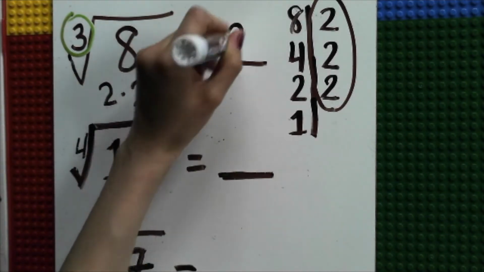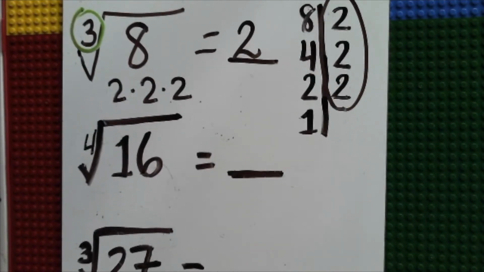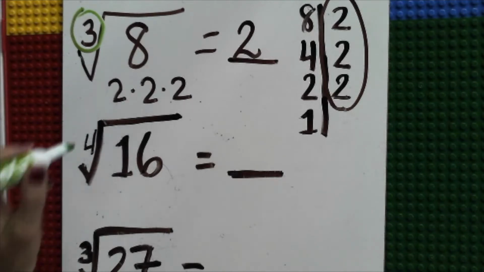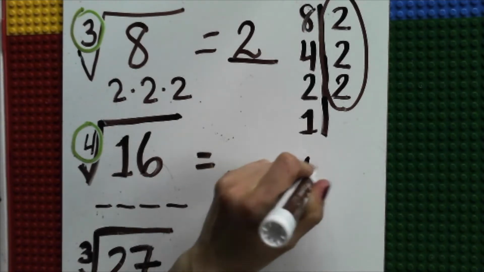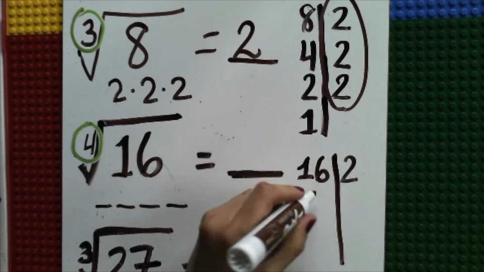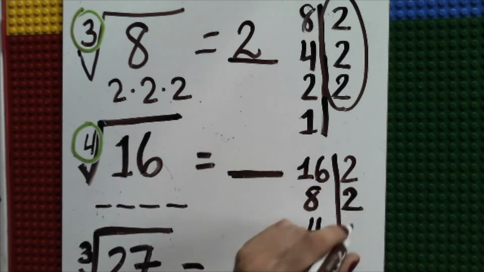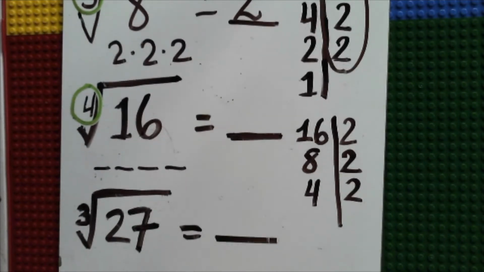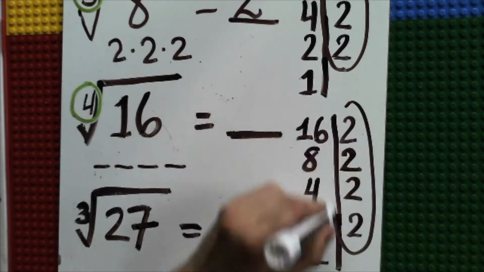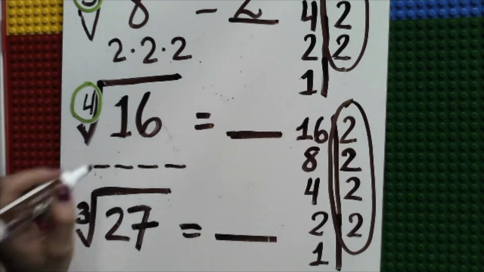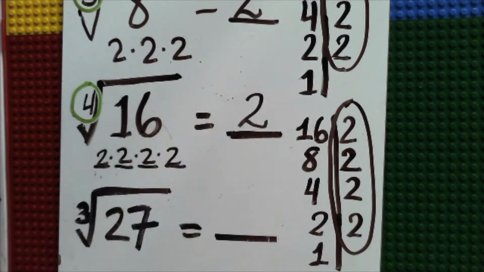Let's try that again with the fourth root of 16. What are the prime numbers, the prime factors that multiply to 16? We are looking for a group of 4. 16 can be divided by 2 and it gives me 8. 8 divided by 2 gives me 4. 4 divided by 2 gives me 2. And 2 divided by 2 gives me 1. Here we have the prime factors, the numbers that multiply to 16. 2 times 2 times 2 times 2 is 16. And since we have a group of 4 of the same number, 4 2's, my answer for the fourth root of 16 is 2.